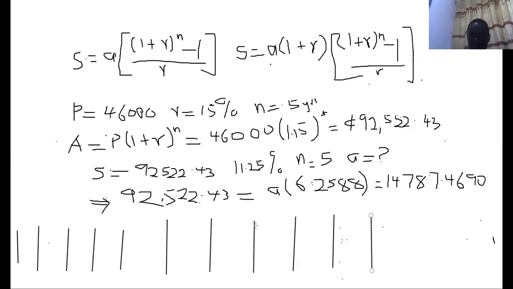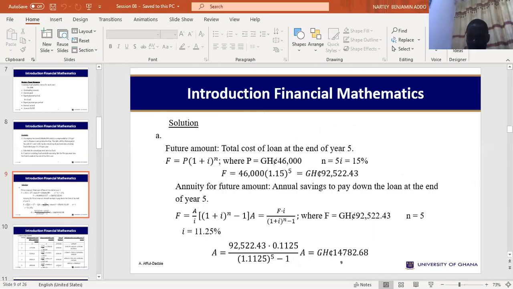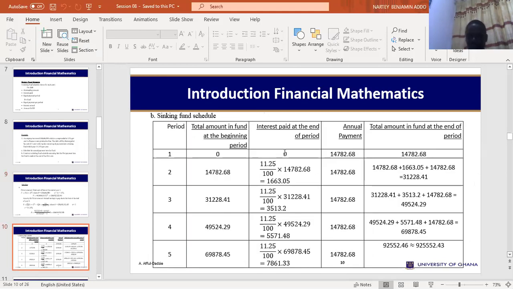Okay, let's go to the slide so that we just look at what the slide has done. Okay, so that's a figure. But when you look at the schedule, here they didn't do it for the growth of the fund, but you must do that as well, so that at the end of the day, the fund will be the 92,552.43, and then your sinking fund also. So this is period 1 to 5. Total amount in fund at the beginning of period. Because at the beginning of the period, you are not paying. You wait to the end of the year. The year ends before you make your payment.